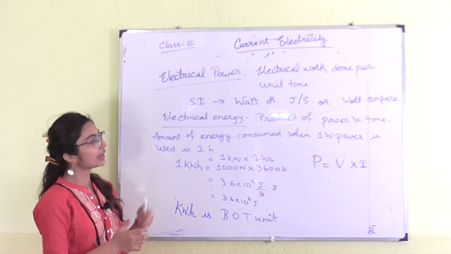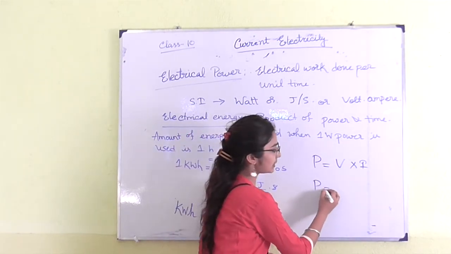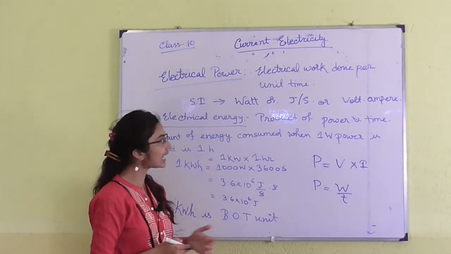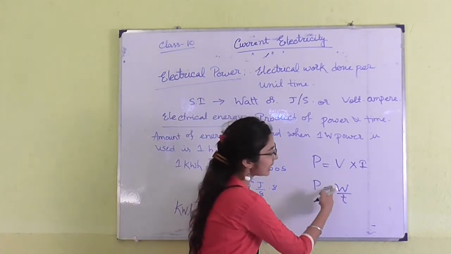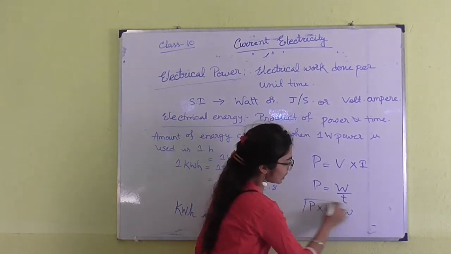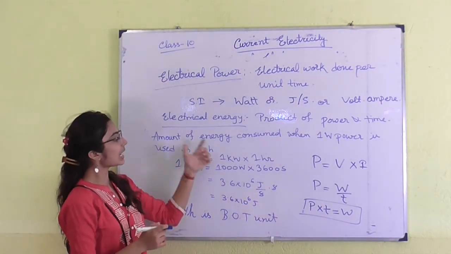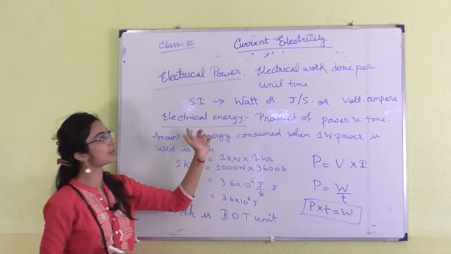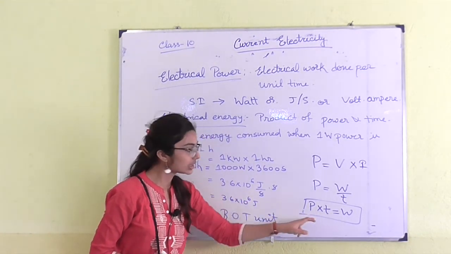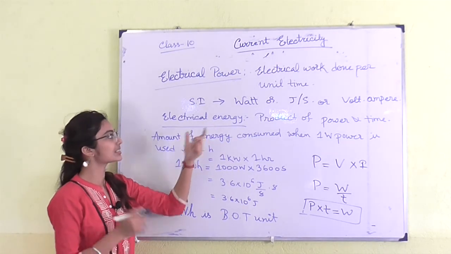Next, whenever we are discussing power, there must be energy, because power is nothing but W by T, that means electrical energy per unit time. So what is energy? By cross multiplying, energy is equal to power into time. So electrical energy is basically the product of electrical power and time. Product of power and time is the electrical energy of a circuit.